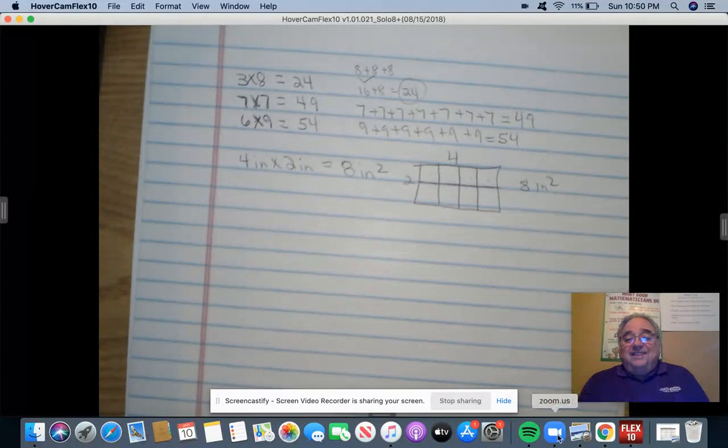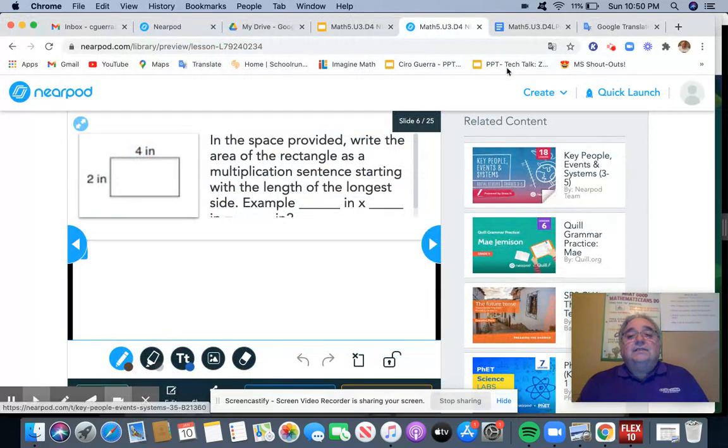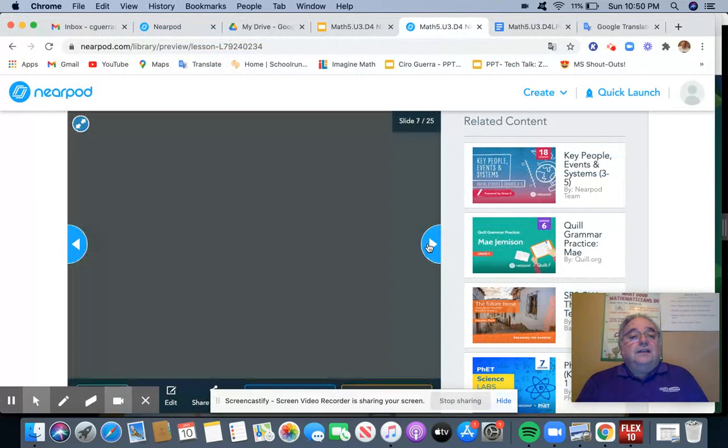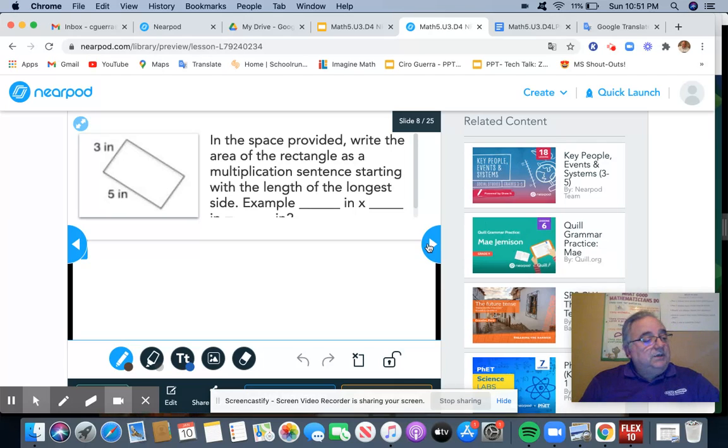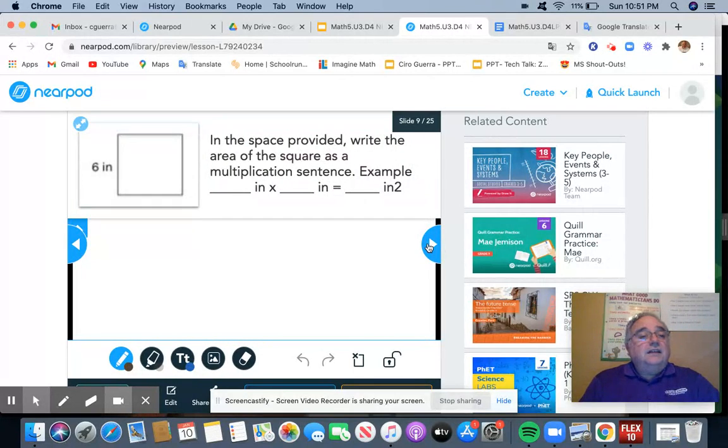All right. So what are the answers to the next ones? Two times 7 is, oh, these are centimeters. 7 centimeters times 2 centimeters equals 14 centimeters squared. The next one is going to be 15 centimeters squared, or inches squared, excuse me. And the last one is 36 inches squared. Guys, thank you for your help there. Now let's get back over here.